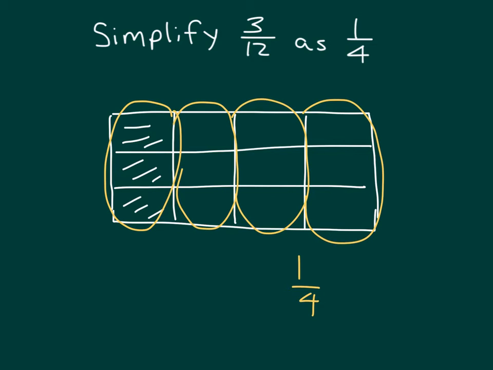Therefore, we have 3/12 eventually equaling 1/4. With our division, what we did is we divided in the numerator and the denominator by 3. We grouped 3 of those together at a time. So 3 divided by 3 does give us 1, and 12 divided by 3 gives us 4. So that's the number sentence to show that we composed groups of 3.